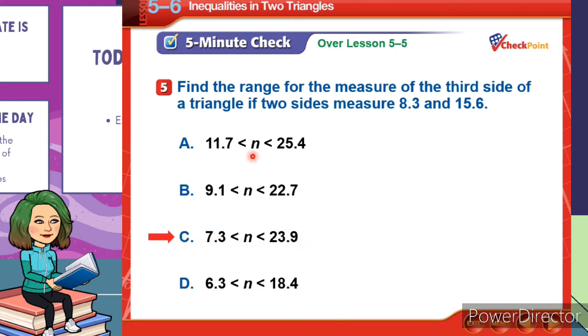Ito kasing letter A medyo malayo na. Meron tayong gap na maiiwan. Gaya ng 7.4, that is a possible side. Hindi siya kasama kay letter A. So, hindi ito true. Well, si letter C, kasi ang tanong natin ay range. So, the minimum up to the maximum possible third side na hinahanap natin. That's why our answer is letter C.